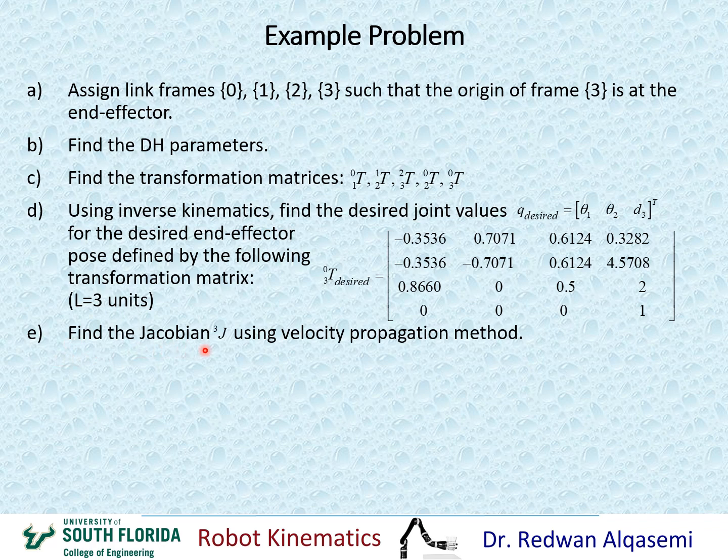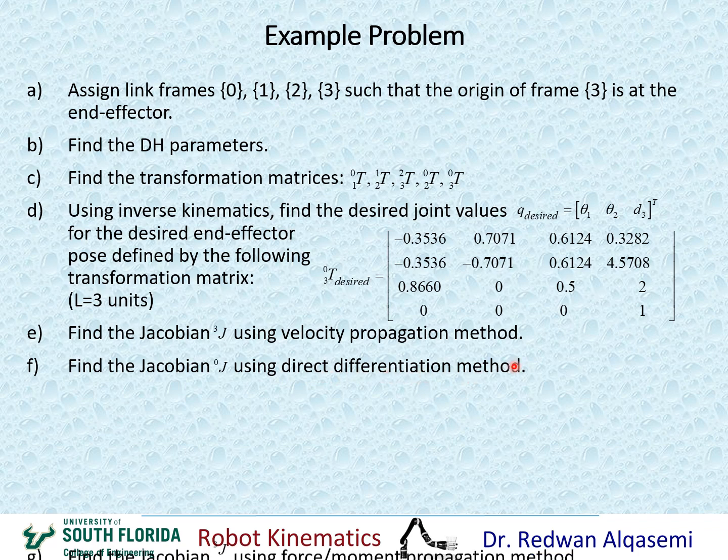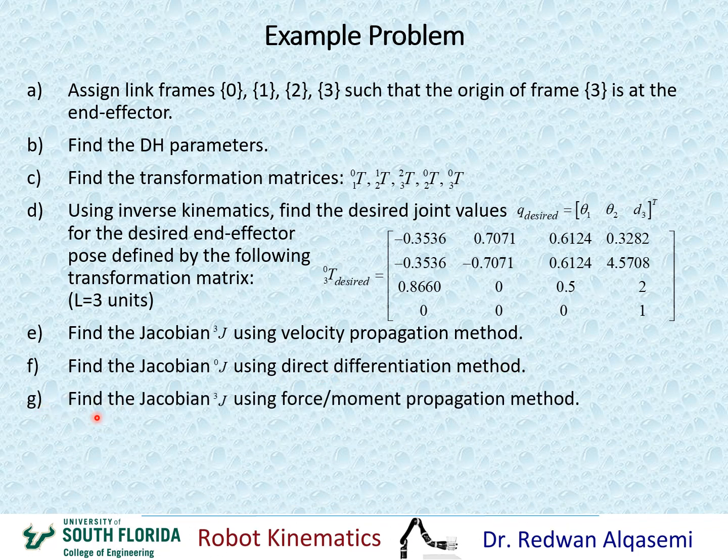Part E, find the Jacobian J relative to frame 3 using velocity propagation method. And then part F, find the Jacobian J relative to frame 0 using direct differentiation method. Part G, find the Jacobian J relative to frame 3 using force and moment propagation method. So the difference between E and G is the method that we're using to find J in reference to frame 3. Part F, we're finding J0, the J in reference to frame 0, using direct differentiation.